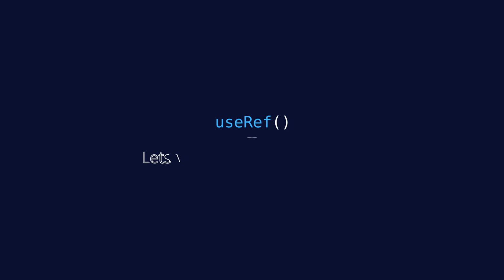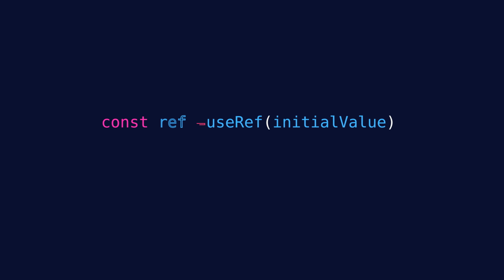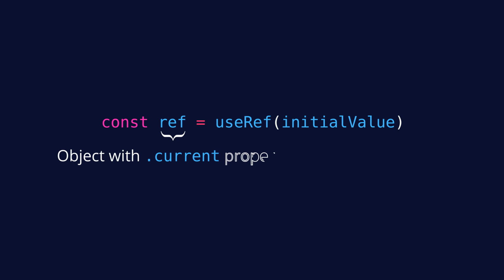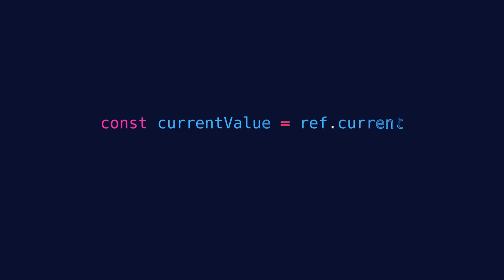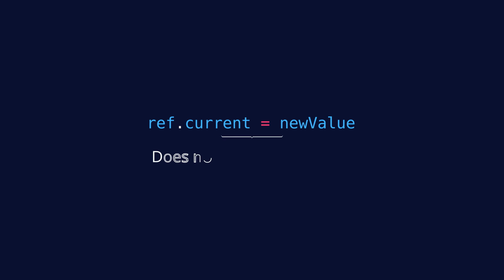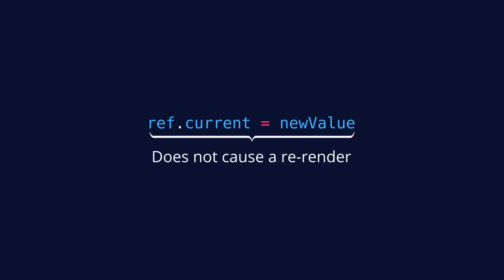The useRef hook lets you store mutable values in function components. It takes an optional initial value and returns an object that stores the current value in its current property. So the current value can be read by directly accessing the current property of the ref object, and it can be changed by simply assigning the new value to the current property. Note that updating the current property does not cause the component to re-render.